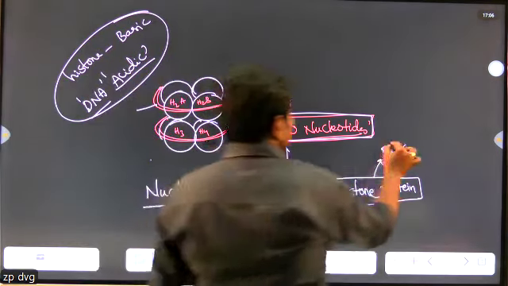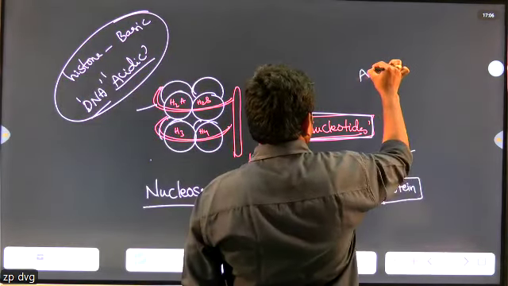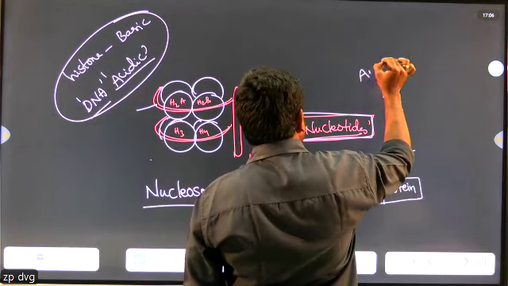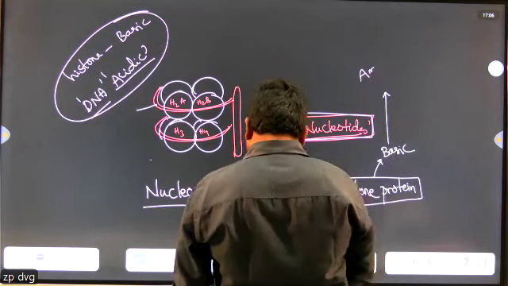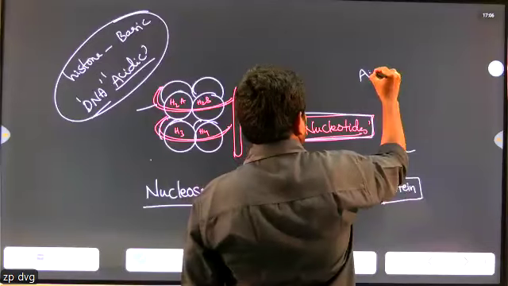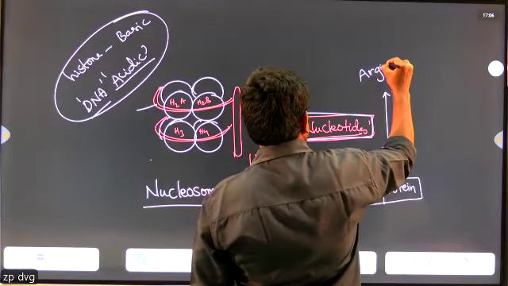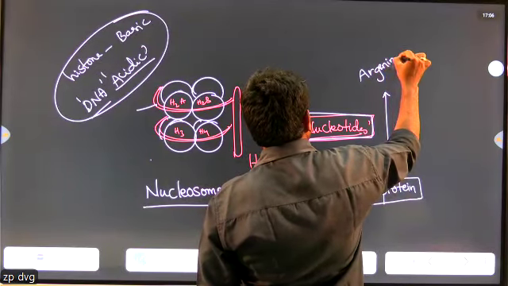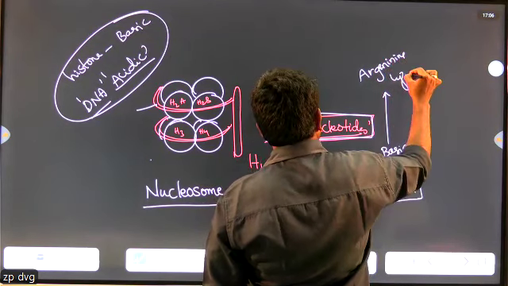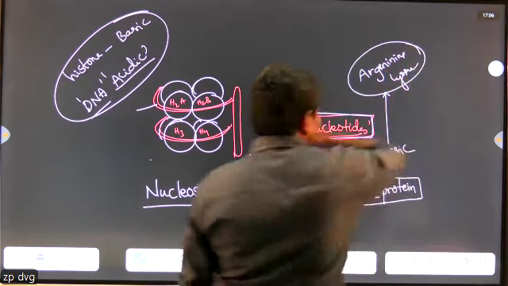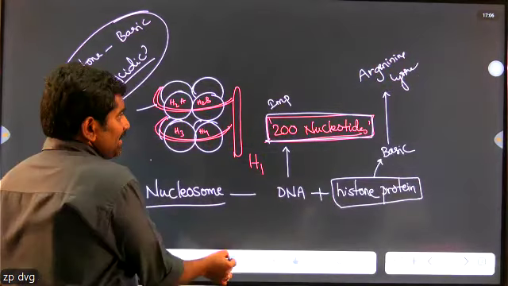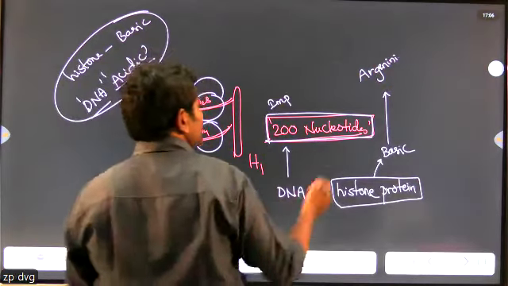So histone proteins are basic in nature because they contain basic amino acids like arginine and lysine. These two, arginine and lysine, are present.